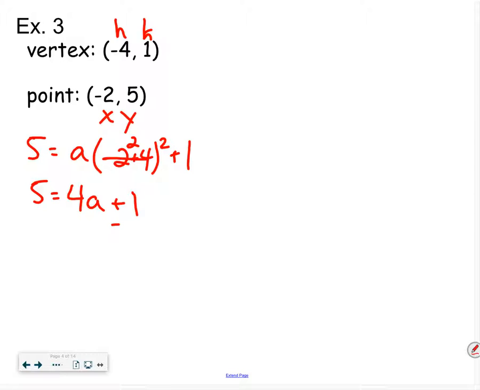So subtract 1 from both sides. 4a equals 4, so a equals 1. Now we got one more step to getting our equation. Okay, plug stuff back in. And really, if a is 1, do you have to write a 1? No, you can if you want to, but you don't have to. So it's going to be x plus 4 squared plus 1.